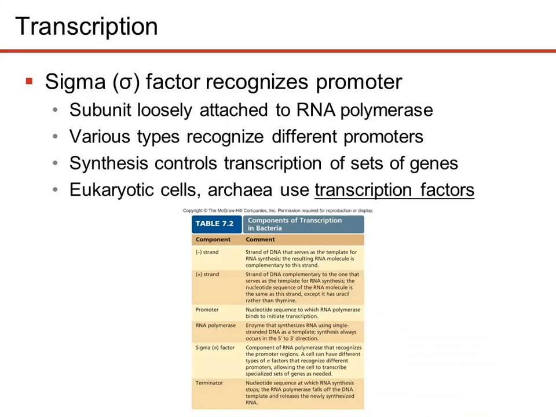To kick on transcription for some things, you need special factors, and those factors oftentimes are given the name sigma factor. Sigma factor is basically a protein that recognizes a specific promoter sequence, and the sigma factor works to recruit the RNA polymerase over to that promoter sequence.